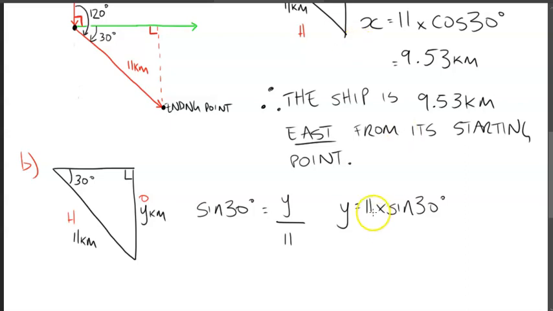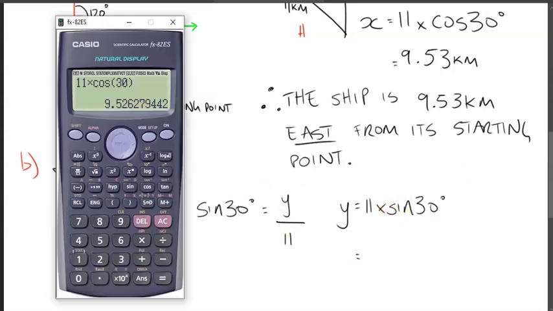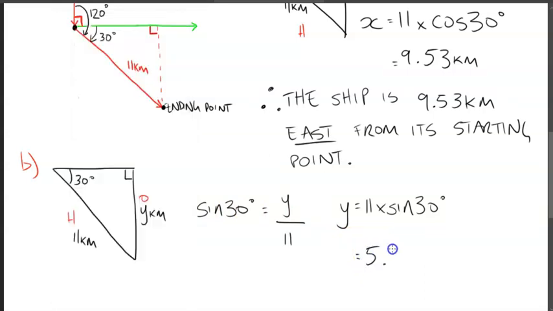Okay, and we're just doing what 11 times half is, which is 11 over 2 or 5.5. But just to make sure, if you want that clarity, let's just do 11 times the sine of 30 degrees. There you go, 11 over 2, which is 5.5. 5.5 kilometers.